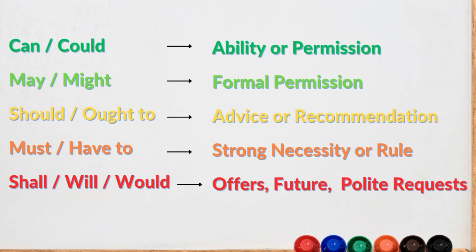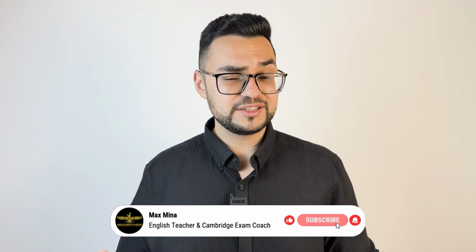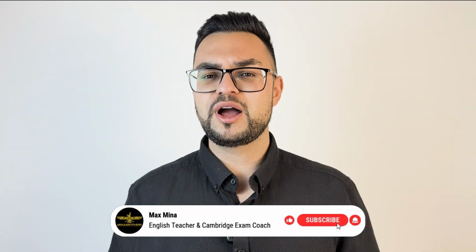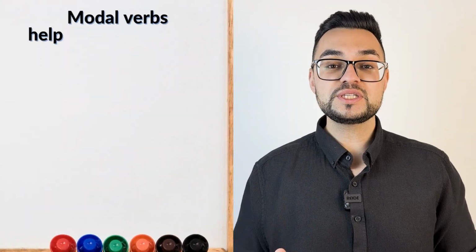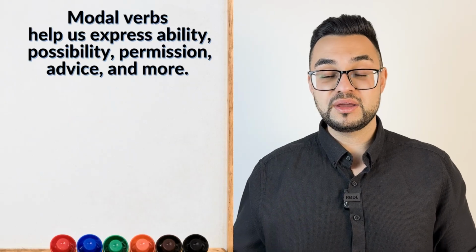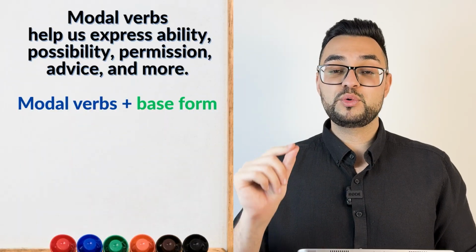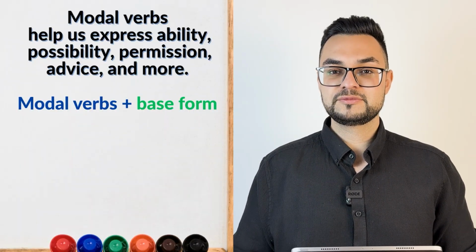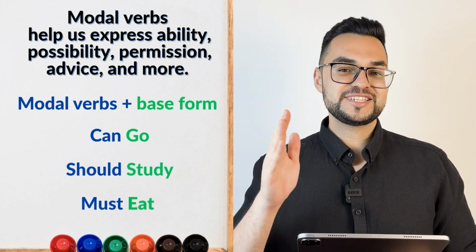In this video, I tried to explain all these modal verbs as simply as possible. I tried to not make it so complicated so that you can use them easily in your conversation. First question is, what are modal verbs? Modal verbs are special verbs, and we use them to express ability, possibility, permission, advice, and a lot more. Remember, they always come before the base form of the verb. For example, can go, should study, must eat.